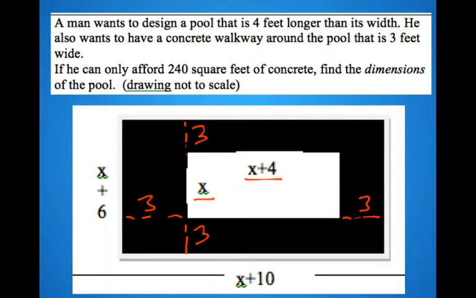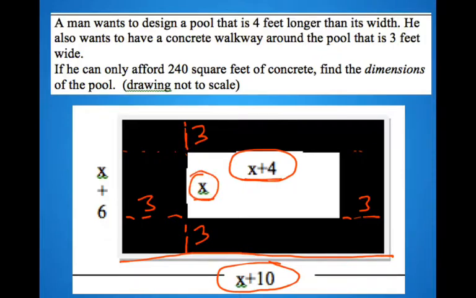So notice that this is x plus 4, but then if I add 3 units on each side, that would be x plus 4 plus 3 plus another 3. That's where we're getting the x plus 10 for this length from there to there with the concrete walkway. Then similarly, this is x, and so if we add 3 and add 3, that makes 6. So this whole length is going to be x plus 6.